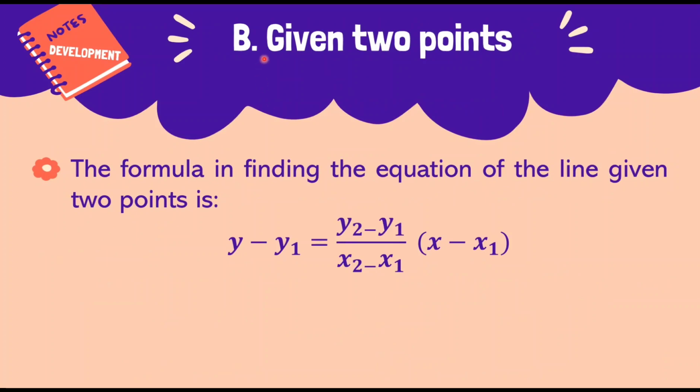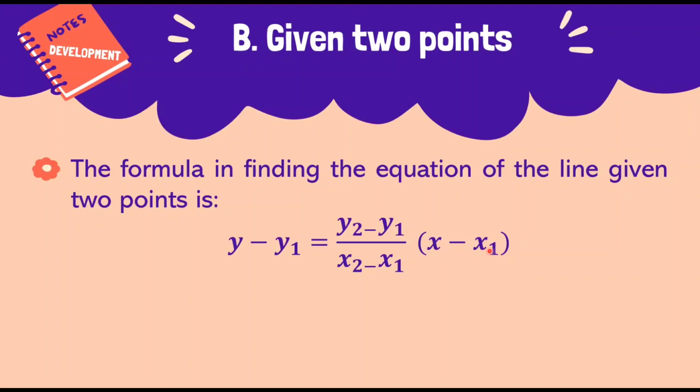Okay, next. What if our given are 2 points? Paano naman kung ang given natin ay 2 points? How are you going to find the equation of the line? So as you can see, the formula in finding the equation of the line given 2 points is y minus y sub 1 is equal to y sub 2 minus y sub 1 over x sub 2 minus x sub 1 times x minus x sub 1.